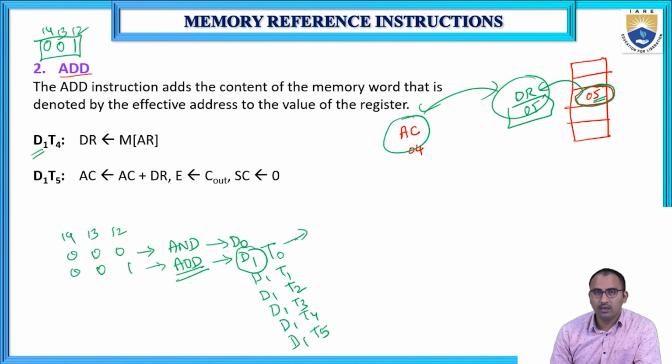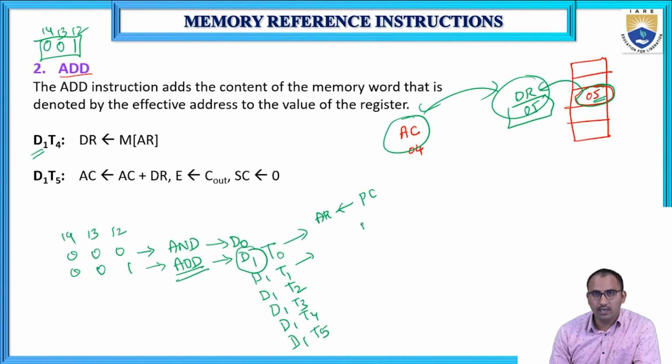So during T0, what will happen? The program counter address will be loaded into the address register, just as we have seen before for the AND instruction. Next, after placing the program counter address in the address register, what will happen?